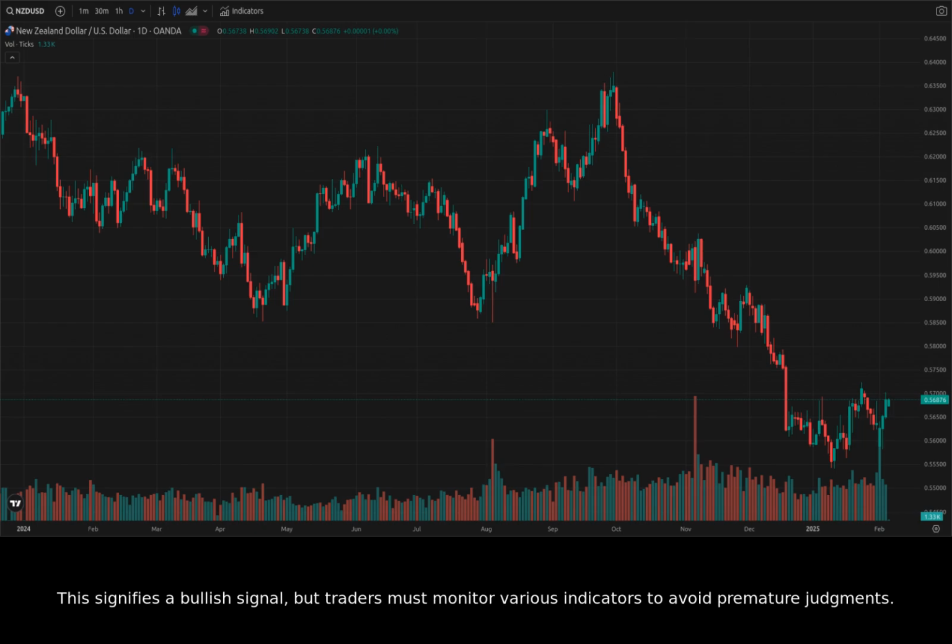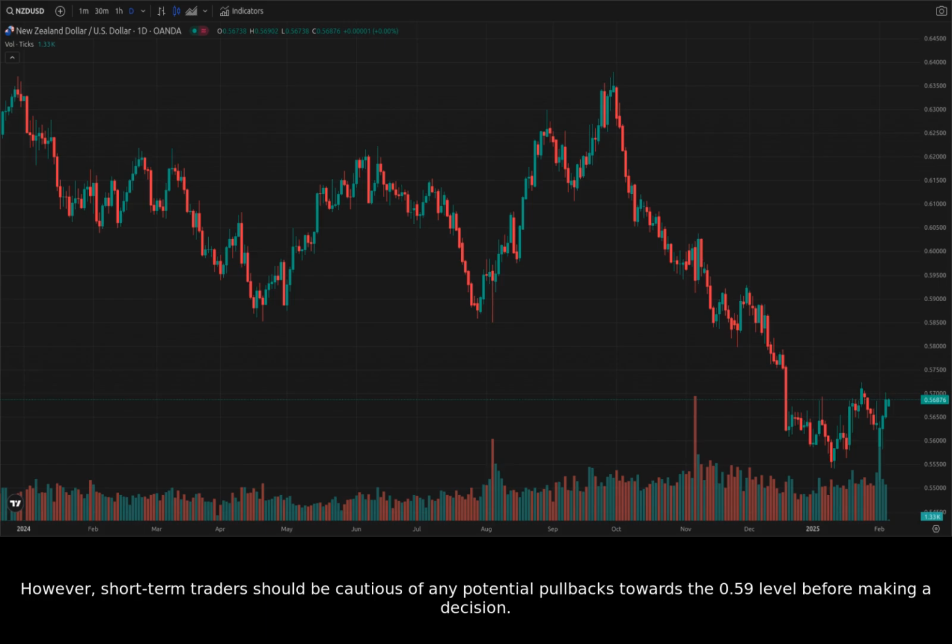This signifies a bullish signal, but traders must monitor various indicators to avoid premature judgments. The increase in volume during the recent price surge further strengthens the bullish sentiment. However, short-term traders should be cautious of any potential pullbacks towards the 0.59 level before making a decision.